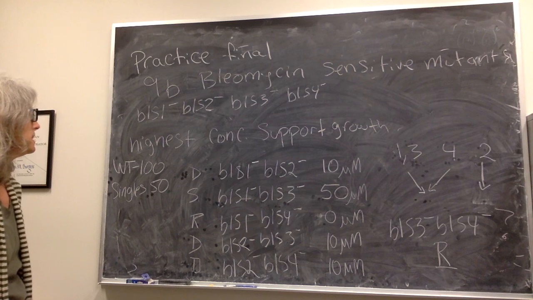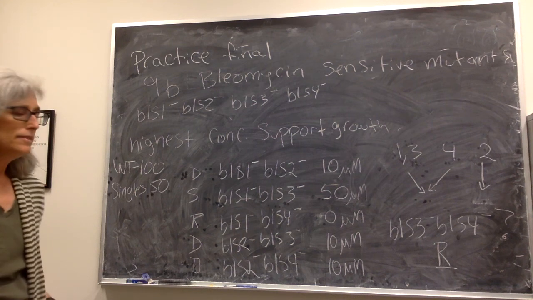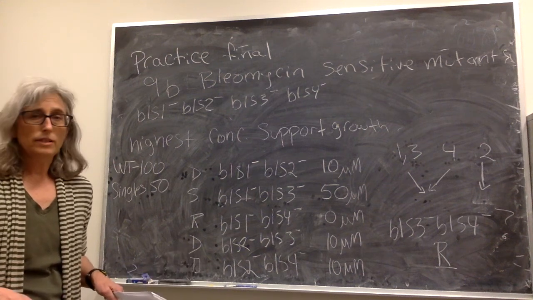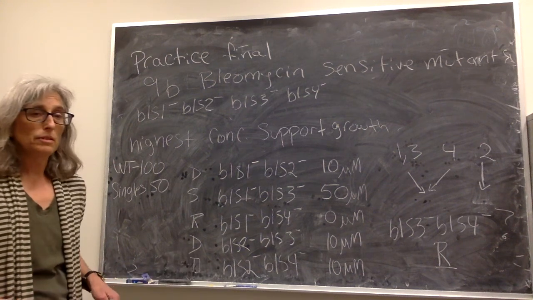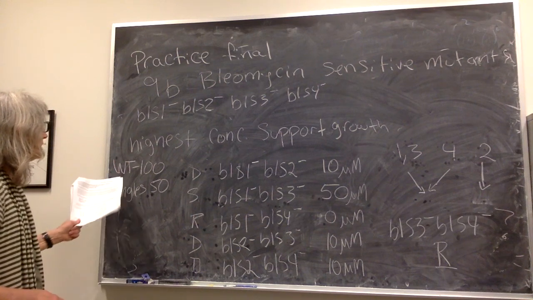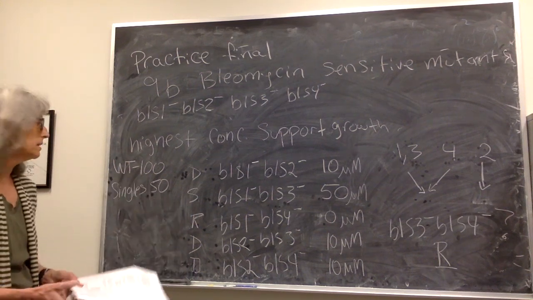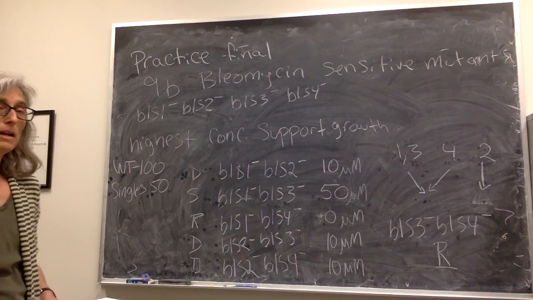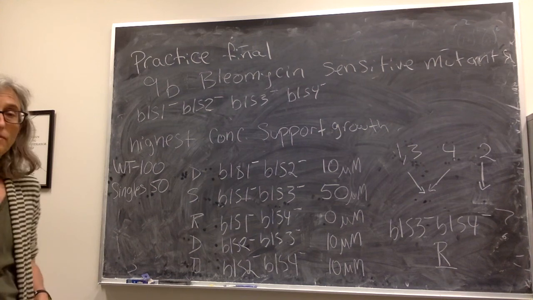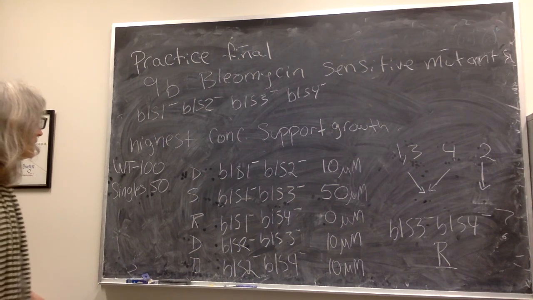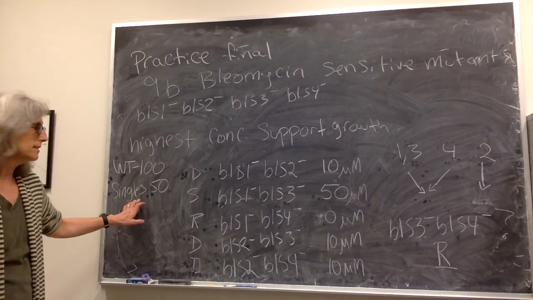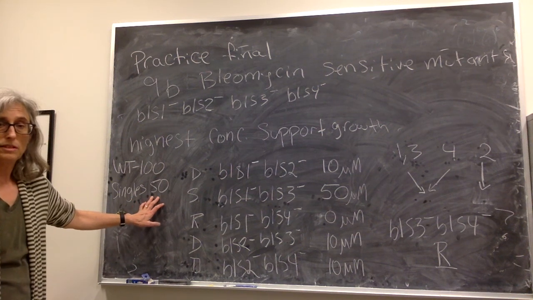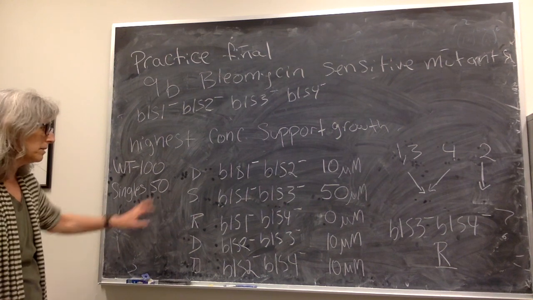So we have these mutations, and in order to measure the sensitivity, we measured the concentration of bleomycin on the plates that can still support their growth. For the wild type, we see from this table here that the wild type strains can grow on plates that have 100 micromolar of bleomycin. So they're fairly resistant to this drug. Whereas the singles have a modest sensitivity to the drug, and they can grow on amounts that are 50 micromolar.